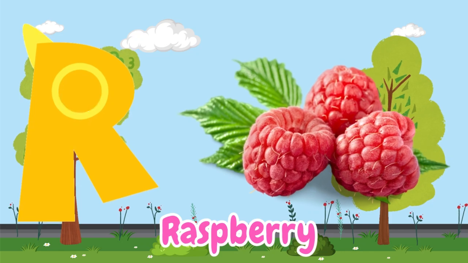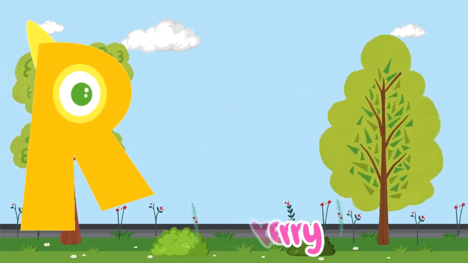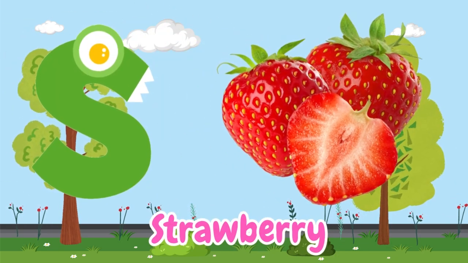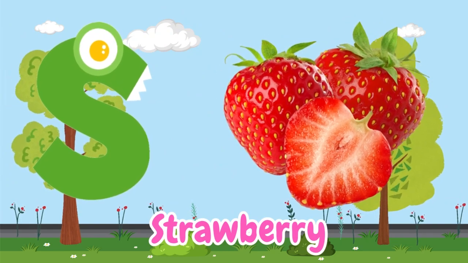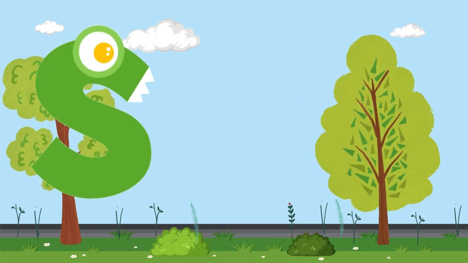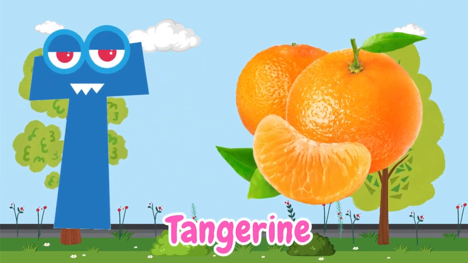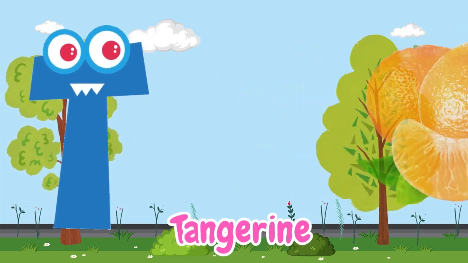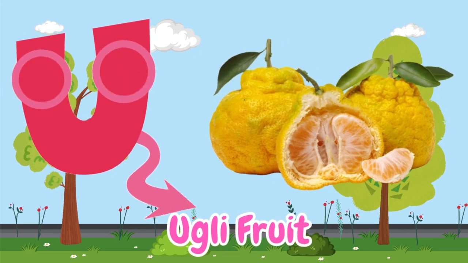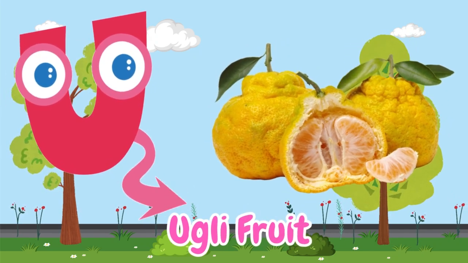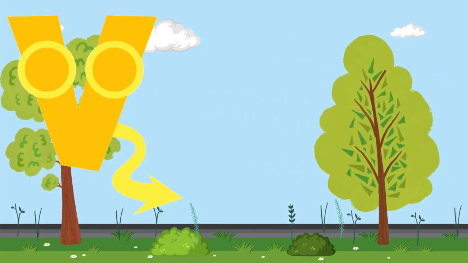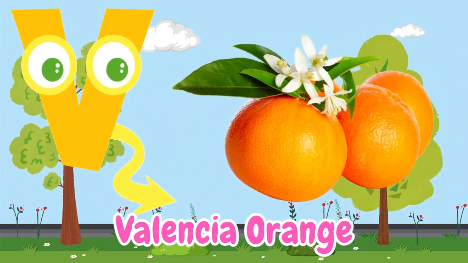R is for raspberry. S is for strawberry. S, strawberry. T is for tangerine. T, tangerine. U is for ugly fruit. U, ugly fruit.